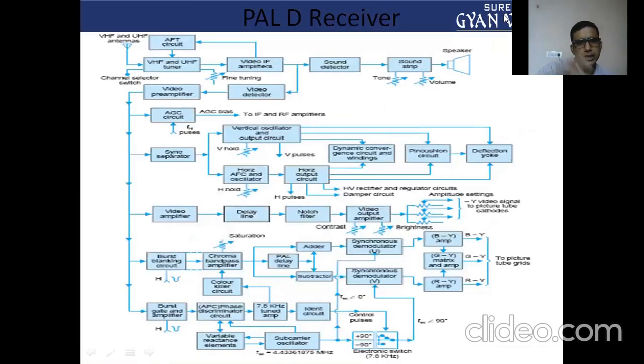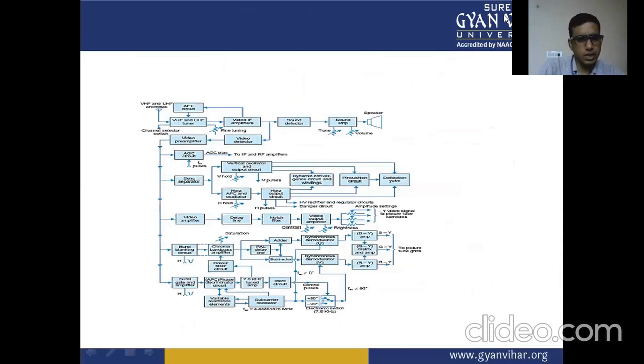This is the PAL D receiver. The antenna receives and is tuned for VHF and UHF frequencies, and we have an RF type of superheterodyne receiver for the audio and video signals. In the receiver, the color signal is developed in the form of B minus Y, G minus Y, R minus Y. The three color signals are developed, and this signal is given to the picture tube. So this is the PAL receiver diagram. This is another type of PAL receiver.